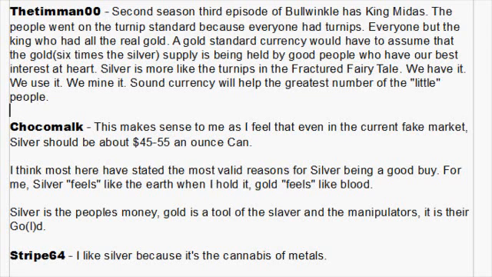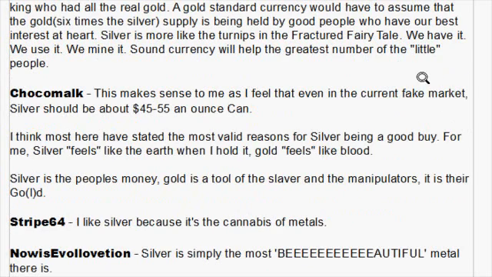I haven't seen that Bullwinkle episode, but I may do a Google search one of these days for it. Chuckle Milk: This makes sense to me as I feel that even in the current fake market, silver should be about 45 to 55 an ounce Canadian. I think most have stated the most valid reasons for silver being a good buy.